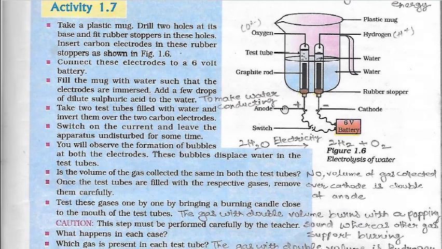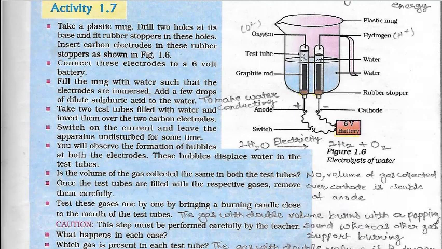Now what will happen? You will observe the formation of bubbles at both the electrodes. Now what will be the chemical reaction here? If we pass electricity through water, it will break down into hydrogen and oxygen. Clear?